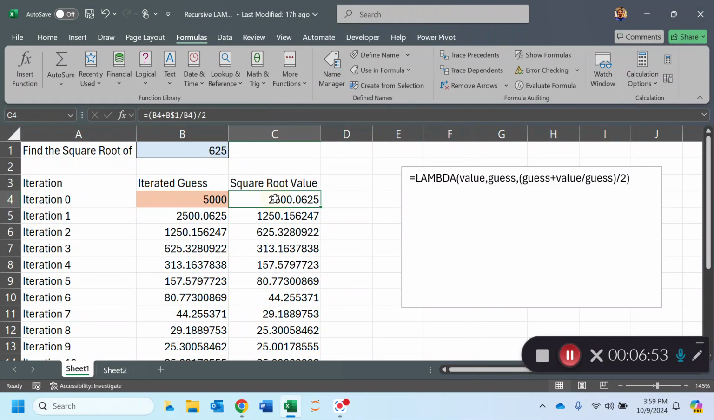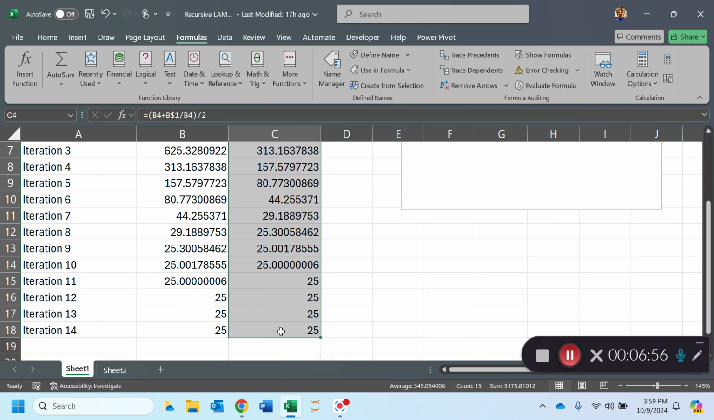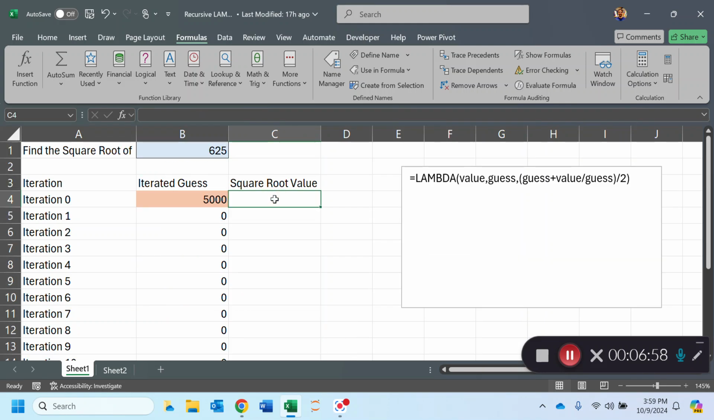Okay, so instead of just using this, what I'll do is make that equal to HeroSquareRoot, and the value is 625, and the iterated guess is B4. And for B1, I need to put the dollar sign, and B4 is going to go down. I don't think it's going down, right? So it is essentially B4, for this function it's going down. And then I will double click on that.